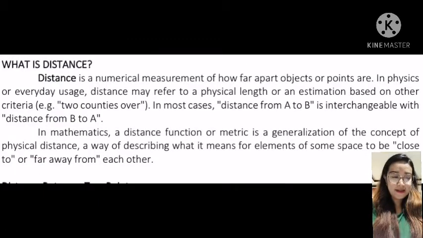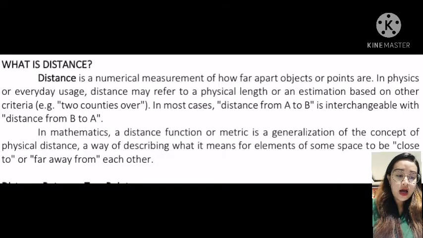So, what is a distance? Distance is a numerical measurement of how far apart objects or points are. In physics or everyday usage, distance may refer to a physical length or an estimation based on other criteria. In most cases, distance from A to B is interchangeable with distance from B to A.